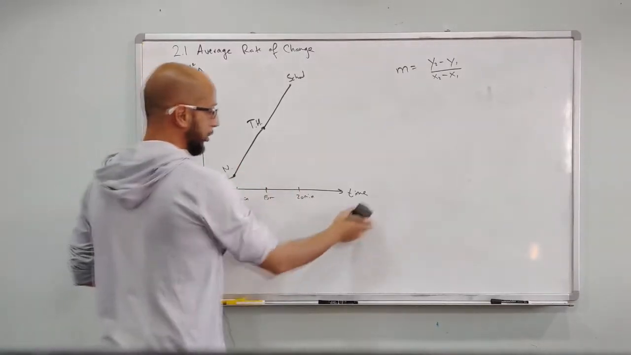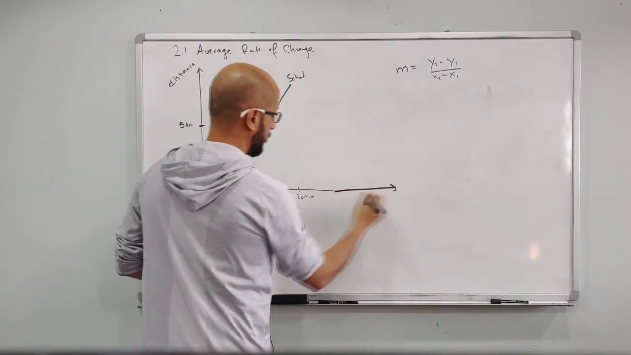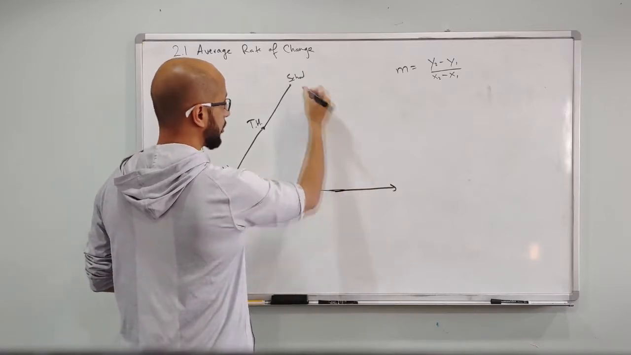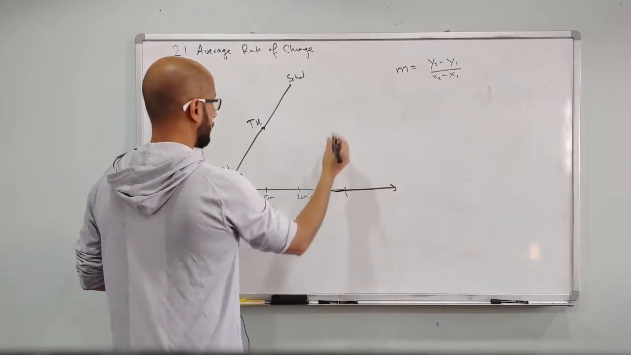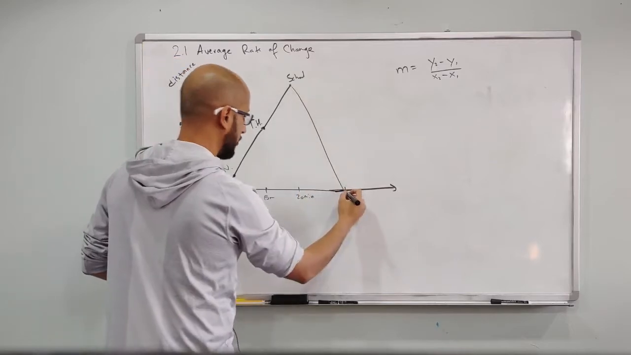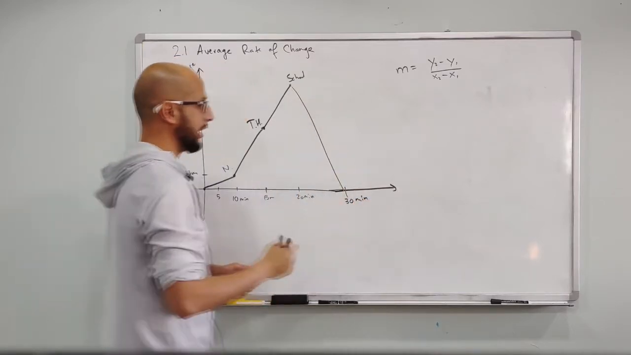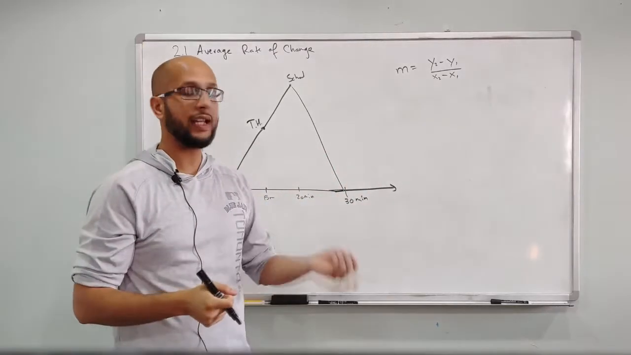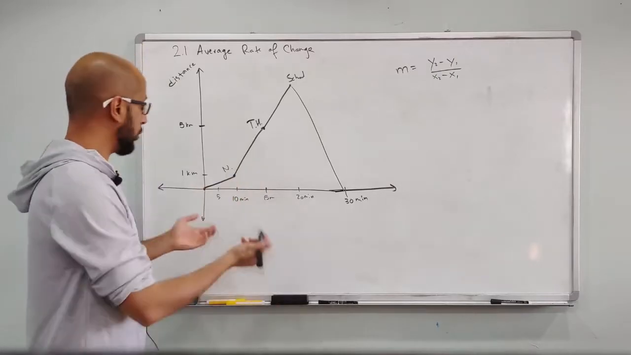Oh, let me add one more thing in here, which is then at the end of the day, from school back to home, it takes me about another 10 minutes and I'm back home. So let's ignore all the time that's being spent outside of the car. The average rate of change is simply the slope.